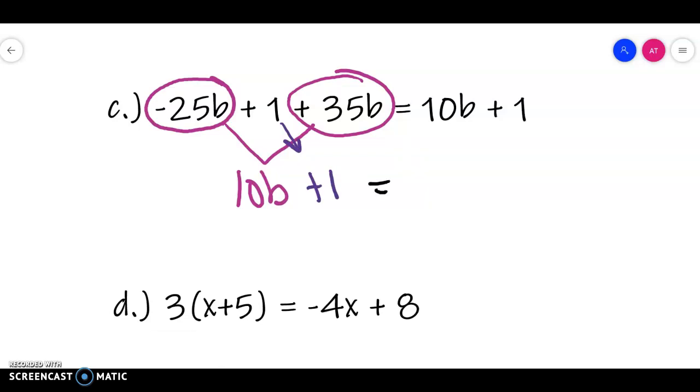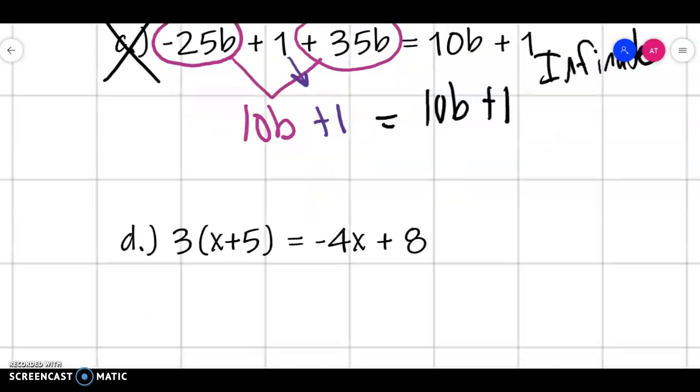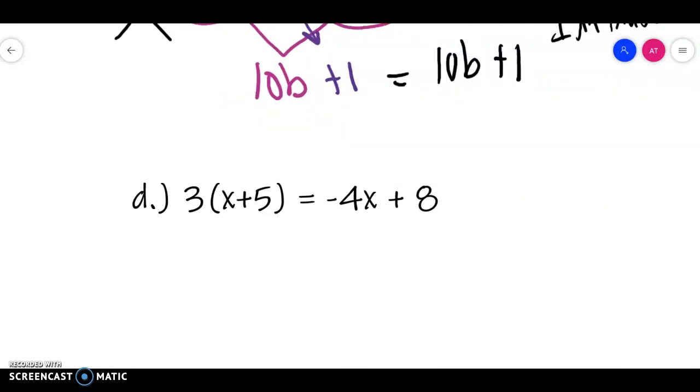Let's look on the other side. Oh look, they're exactly the same. So, what type of solution is this? Infinite solutions. So this can't be it. But you have to double check your last one, just in case you accidentally did your math wrong. It happens to all of us, so always do the last one just in case.